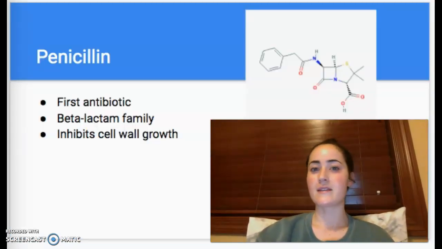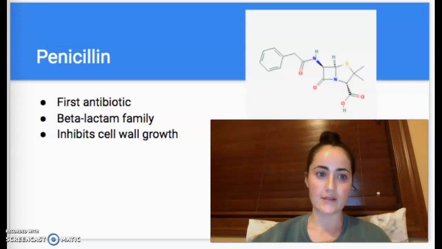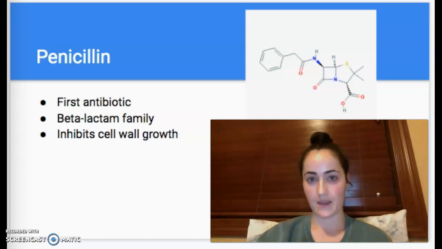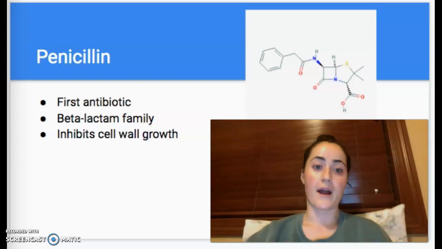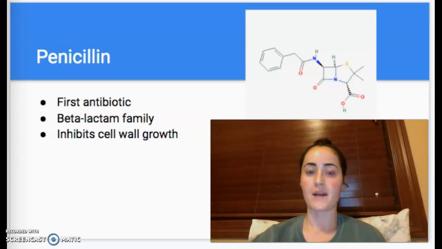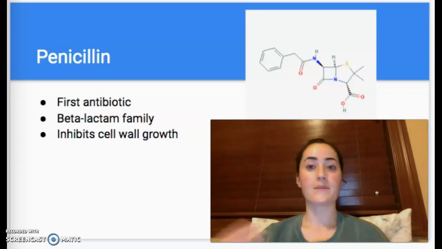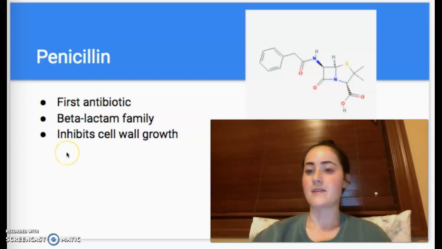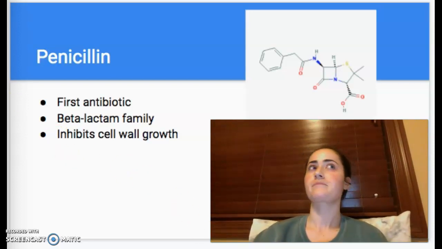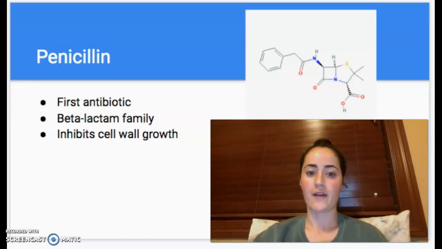So penicillin is an antibiotic, and it was first discovered in the late 1920s, and it belongs to the beta-lactam family. This is a group of antibiotics that specifically function by inhibiting the synthesis of a bacterial cell wall, and as a result, the bacteria ends up dying because it's not able to synthesize that wall, which is extremely important for rigidity and overall structural support for the bacteria to survive.